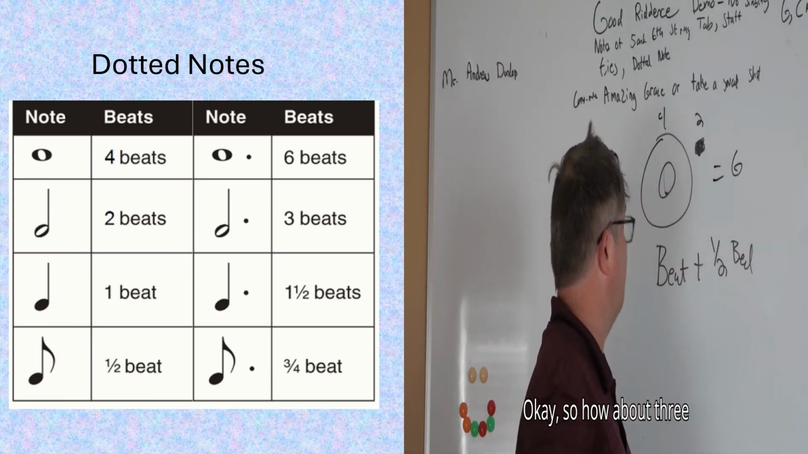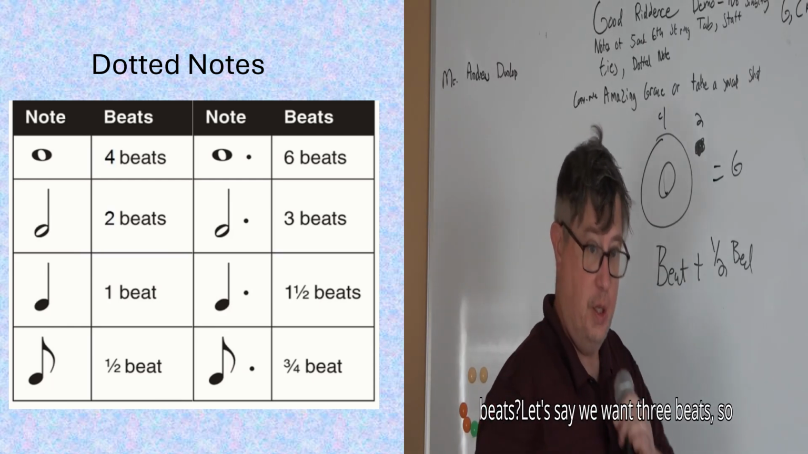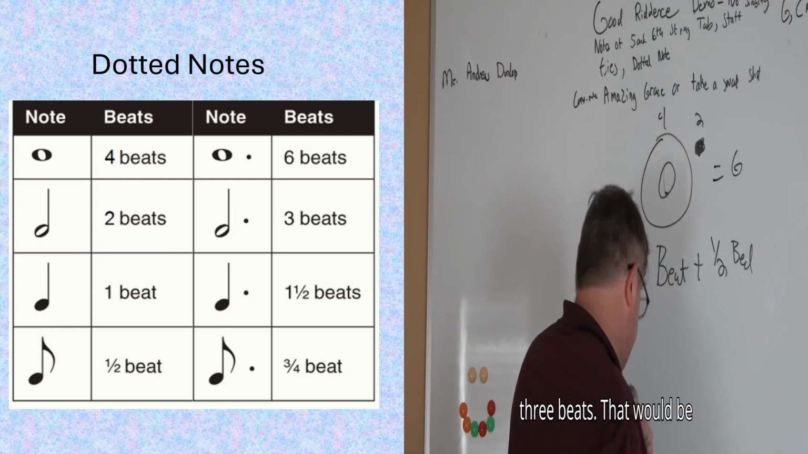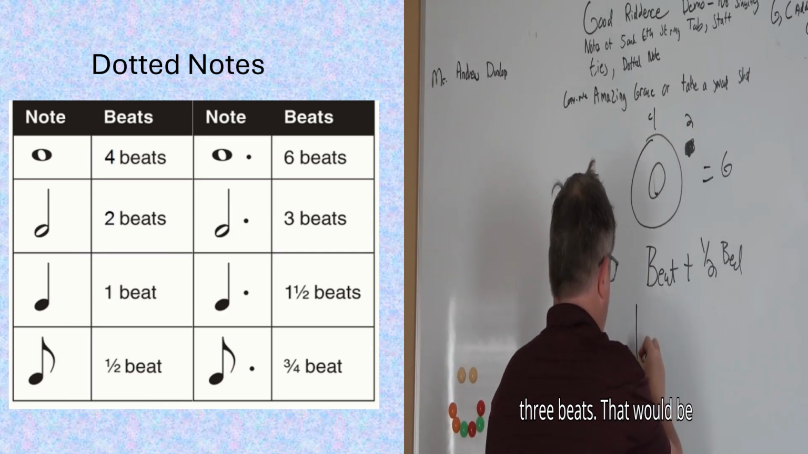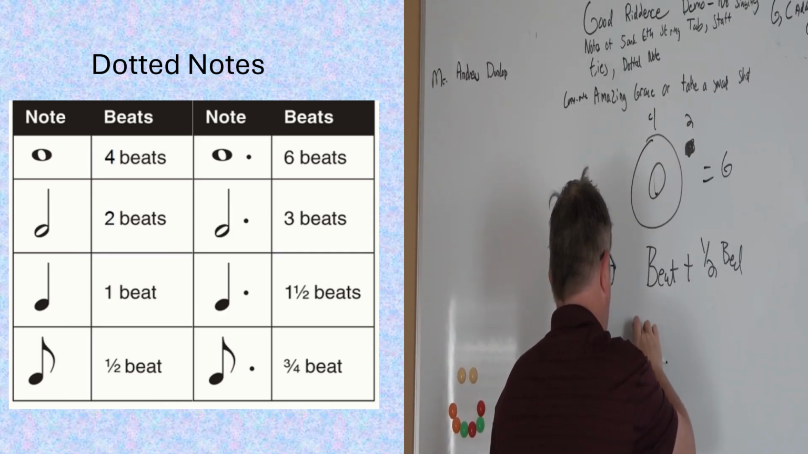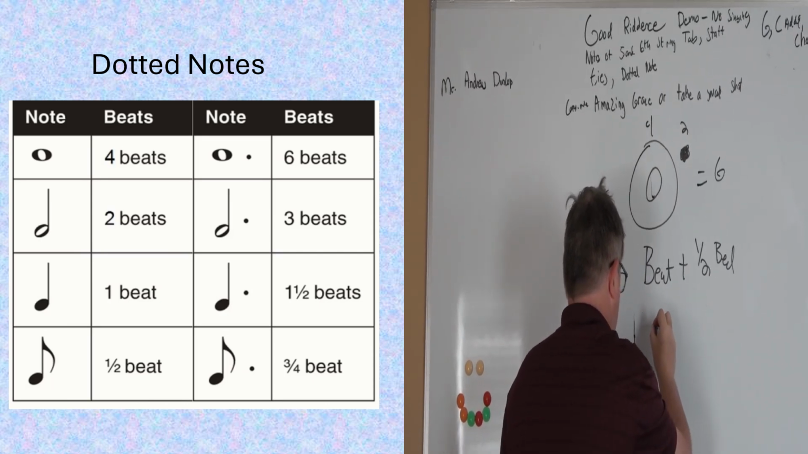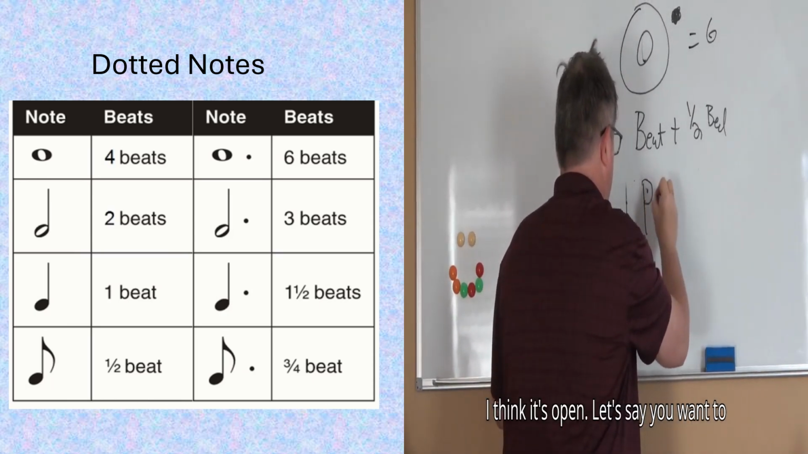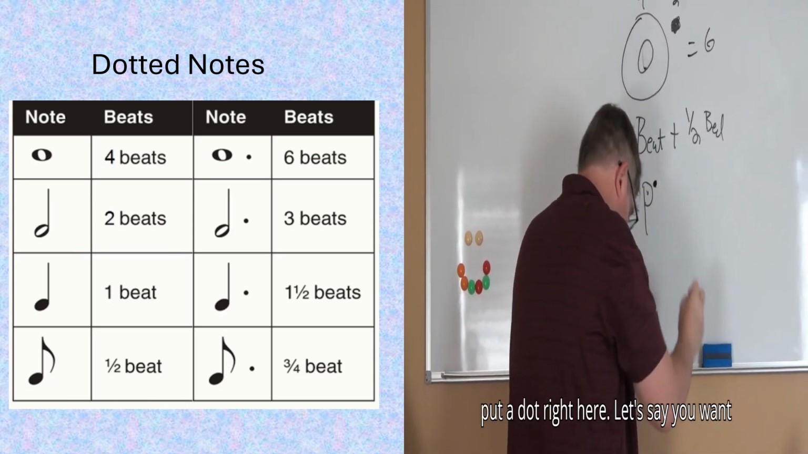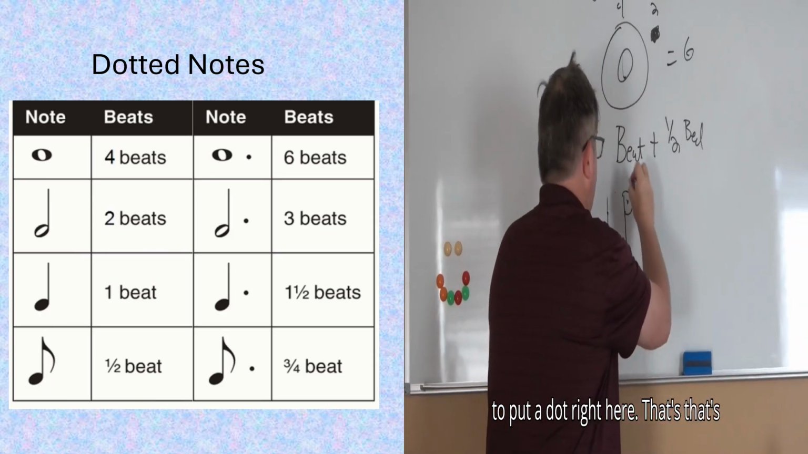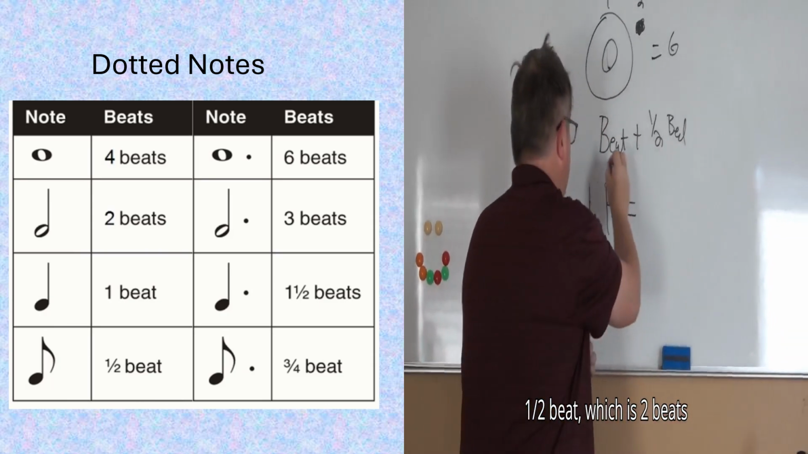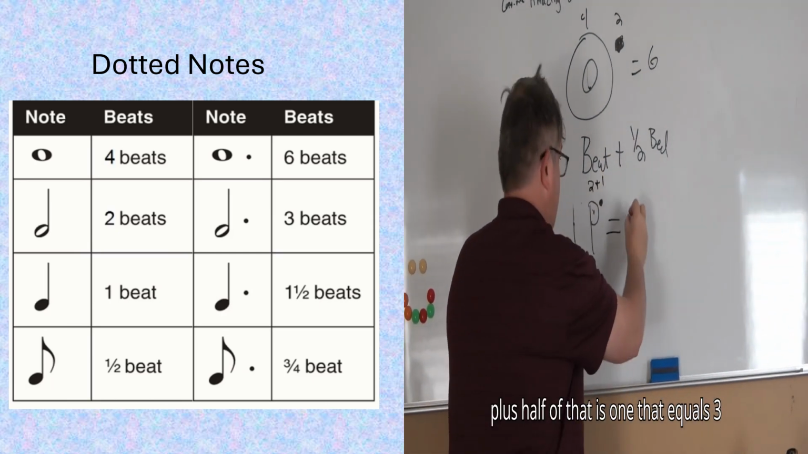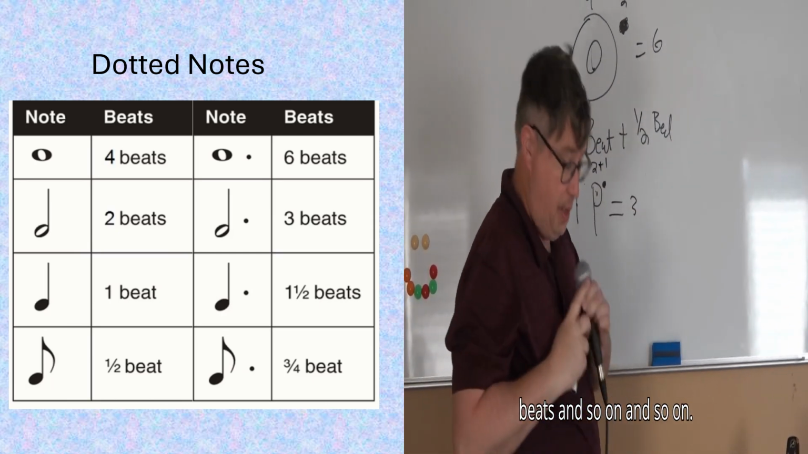So how about 3 beats? Let's say we want 3 beats. So 1, 2, 3. That would be here. I think it's open. And let's say you want to put a dot right here. That's a half note, which is 2 beats, plus half of that, which is 1. That equals 3 beats. And so on and so on.